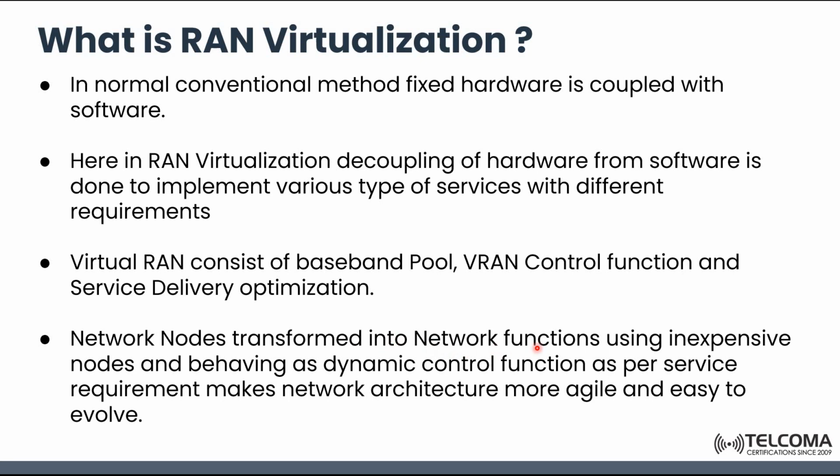Network nodes transform into network functions. So network nodes are now transformed into network functions using inexpensive nodes and behaving as a dynamic control function as per the service requirements. This makes the network architecture more agile and easy to evolve. As we have decoupled the hardware from the software, we can use any hardware and we can implement network functions out of it and basically implement any application. So it will make the network architecture more agile and it can easily evolve. Software can easily evolve at its own pace, and hardware can easily evolve at its own pace.